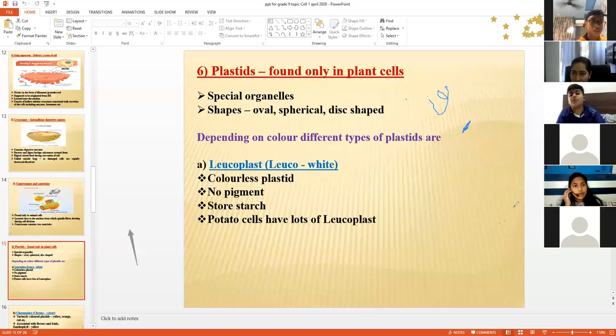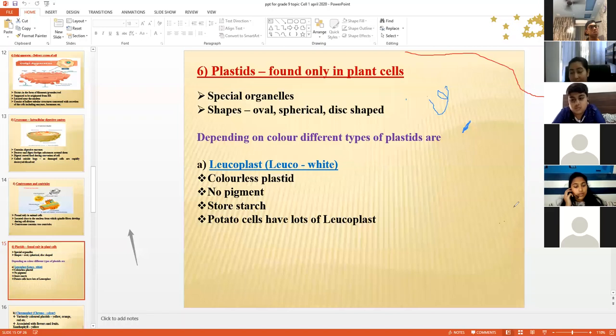Ma'am, what happens when ribosomes are attached to smooth endoplasmic reticulum? When ribosomes attach to smooth endoplasmic reticulum, it will get changed to rough endoplasmic reticulum. Even if one ribosome attaches, is it considered rough endoplasmic reticulum? Yeah, that part will be considered as rough.